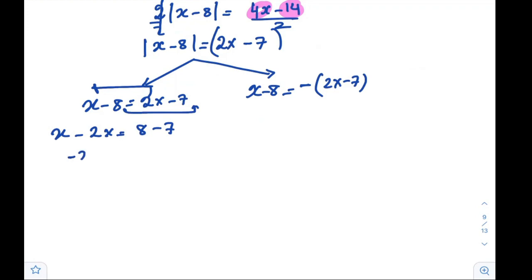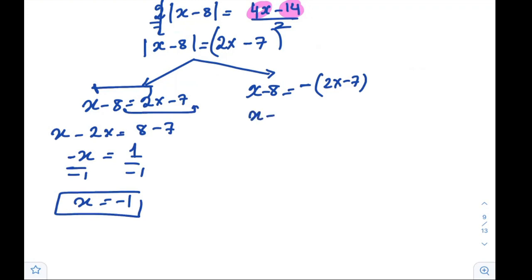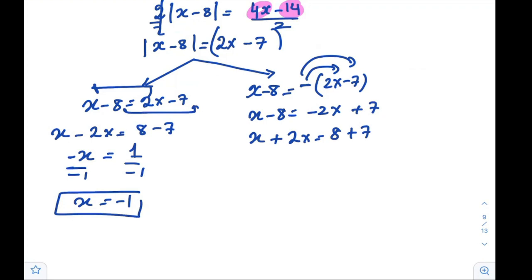x minus 2x is negative x, 8 minus 7 is 1. Divide both sides by negative 1, so x is negative 1. This is one of the possible solutions, we can say. Now, the second one, negative by 2x, negative 2x, negative by negative 7, plus 7. So we have x plus 2x is equal to 8 plus 7 because we take the 8 to the other side. So 3x, this is 1x, equals 15. And when you divide, x is 5.